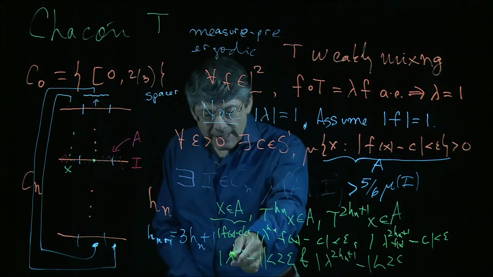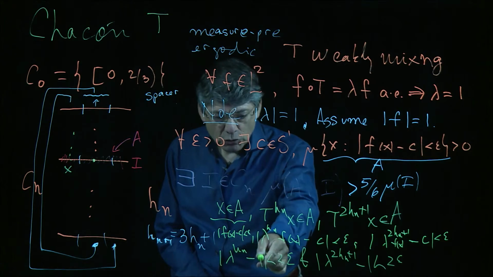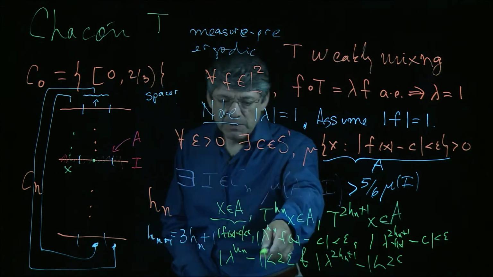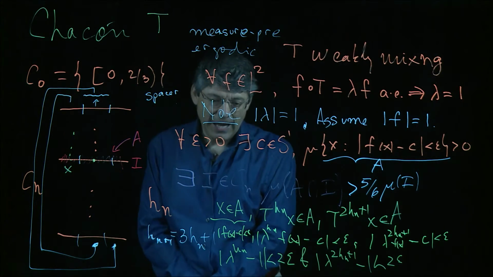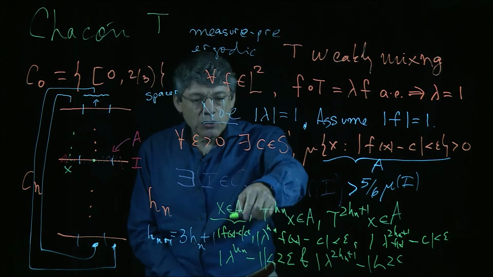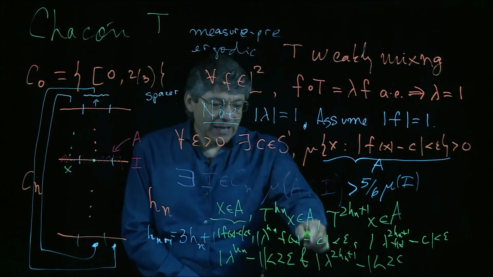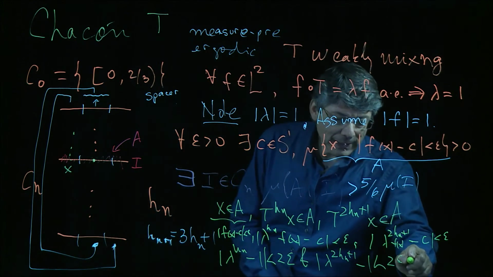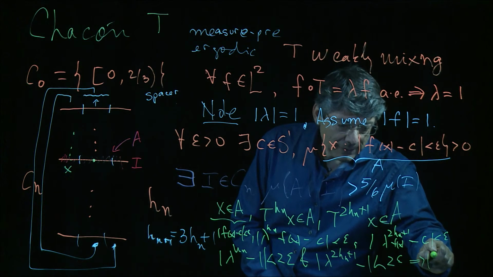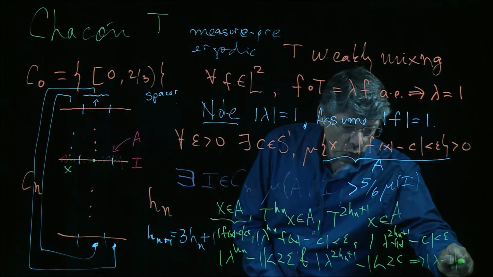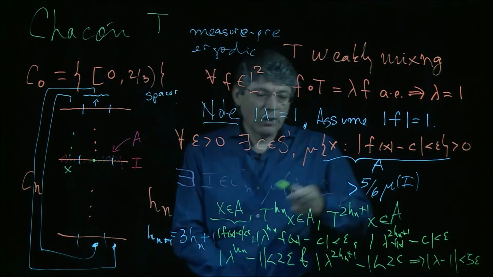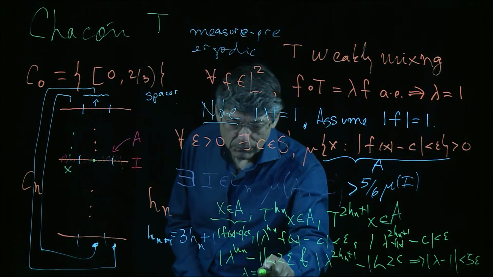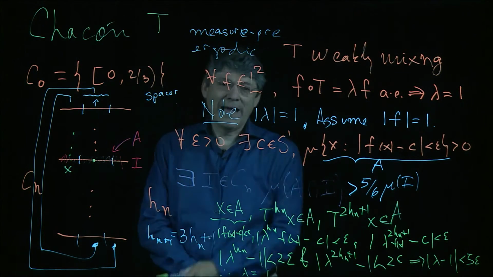Now, since you have lambda to the hn close to 1, lambda to the 2hn will also be close to 1, maybe 4 epsilon there. And since lambda to the 2hn is close to 1, and lambda to the 2hn plus 1 is also close to 1, this will imply that lambda will be close to 1, maybe with a 5 epsilon. And that gives us that lambda is 1. Therefore, lambda is 1. And then it's the proof.